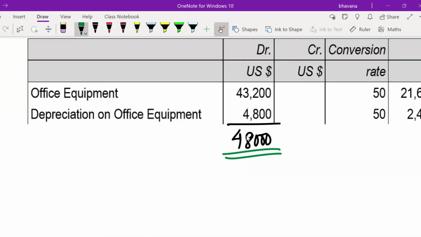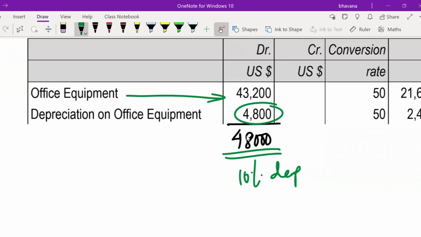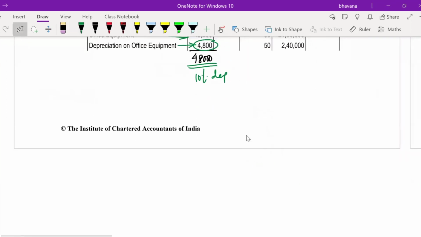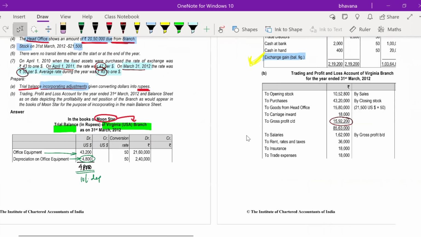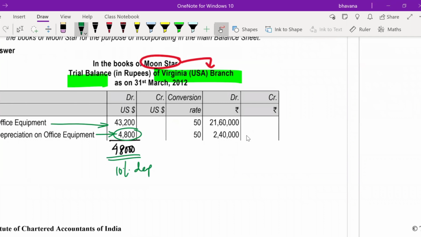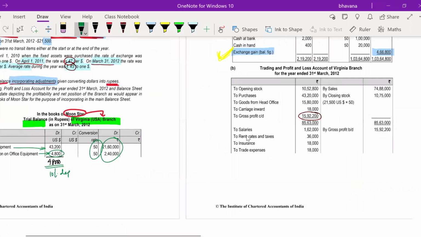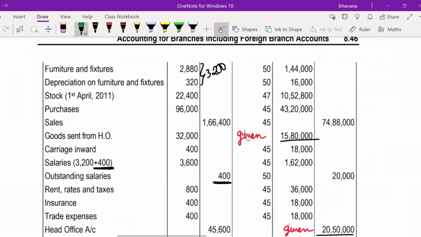It is given $48,000, and in the question they have given an adjustment that there is 10% depreciation. So what is 10% depreciation on $48,000? $4,800. Okay, so you will show this in the rate. Then office equipment will come for $43,200. Depreciation will come for $4,800. Okay, the same way. So then here you have taken the closing rate and converted. Okay, fine. Next here, furniture and fixtures.